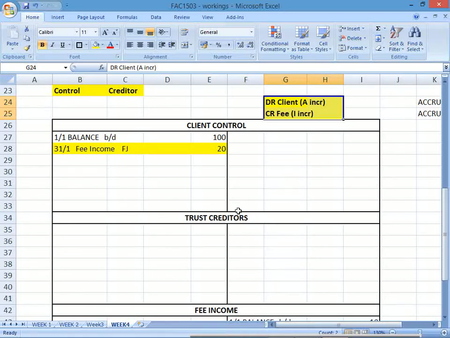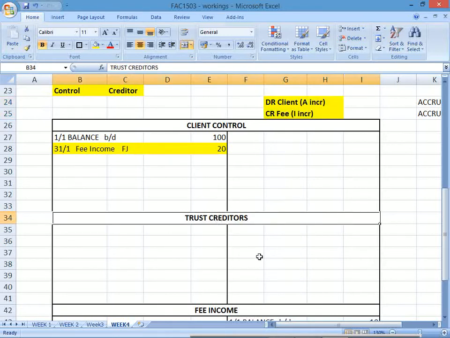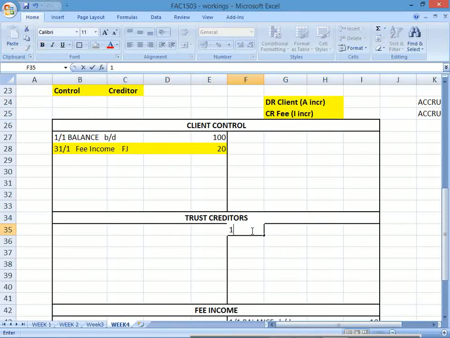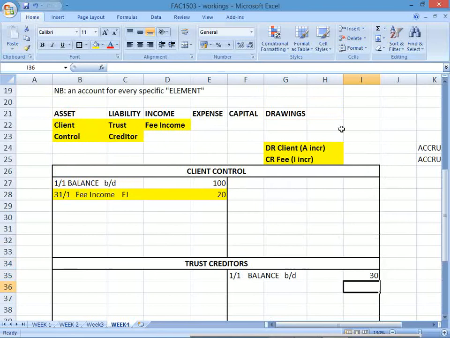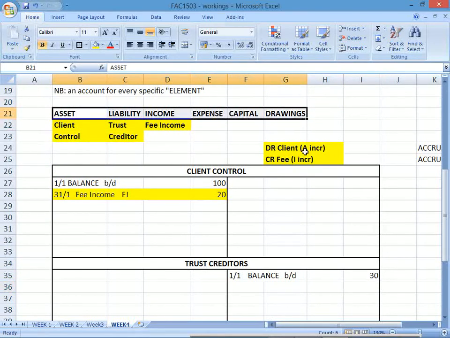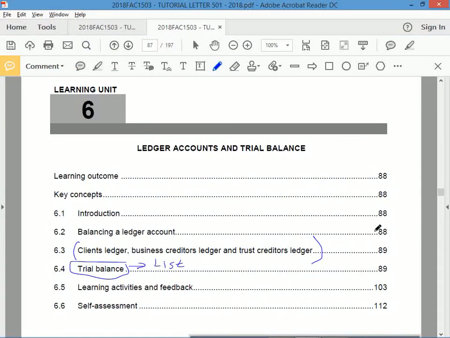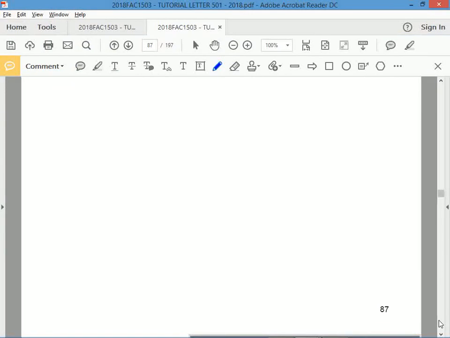Right, just to talk to the account that we wrote down here, trust creditors. What is it? It's a liability from the business point of view. So a balance would be on the credit side. Why? Liabilities have a balance on the credit side. Let's just say it's 30. Okay, so it doesn't matter what account you're dealing with. All accounts have to be one of the 6 elements. Okay, that's everything. Right, so the better you know that, the easier this is. Okay, so let's go back and let's look at the textbook.